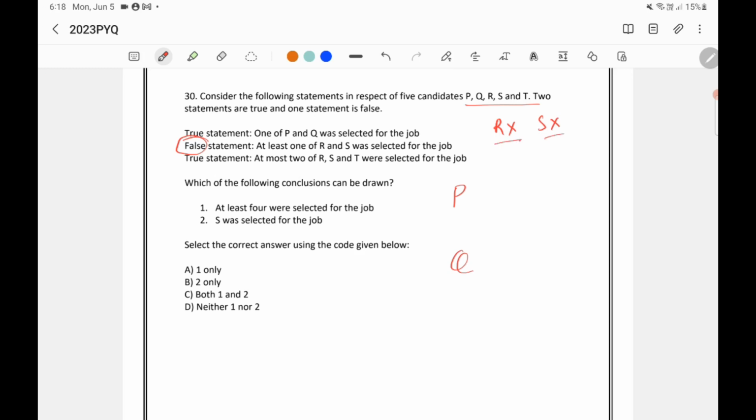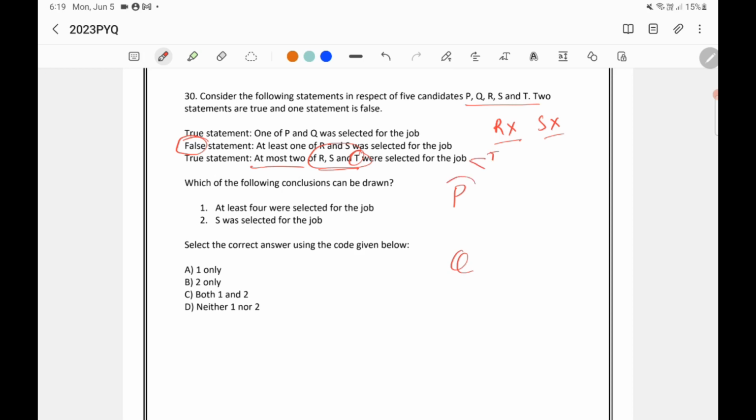Now the third statement says that it is a true statement. At most 2 of R, S and T were selected for the job. At most. That means maximum among these 3, 2 were selected. And from the false statement, we got that R and S were not selected for the job. So the only possibility is for T to get selected. Or none of R and S and T will get selected. It is because it is saying at most 2 will be selected, and even 0 can be selected from this group. So from this statement we can say that either T will be selected or none will be selected.